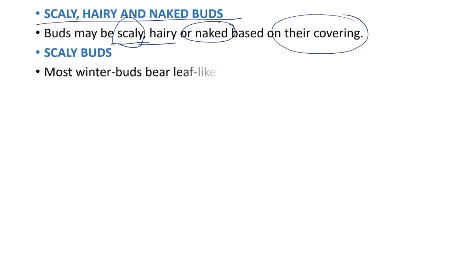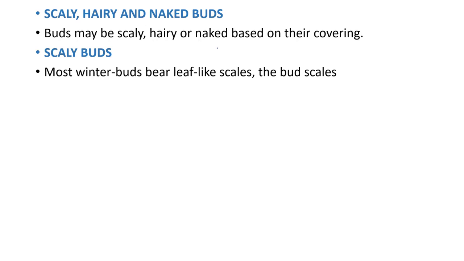So first of all, scaly bud. These are especially found in plants which, to tide over the winter season, cover their buds with scales, and these scales are mostly leaf-like. Now winter buds, especially those plants which develop buds at the end of the season, that is at the end of the summer, and those buds do not develop immediately, rather they are covered by scales so as to protect them during the harsh weather, because they remain dormant throughout the winter, and to protect them from the cold weather they are covered with scales, which are leaf-like scales.